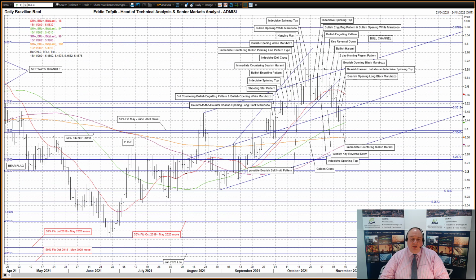US dollar against the Brazilian real. An immediate countering bullish harami on Friday. This was prompted by the testing below during the previous session and also failure to close below the two adjacent 50% Fibonacci lines. That's the May to June move at 539.28 and the whole of 2021 so far at 538.46.